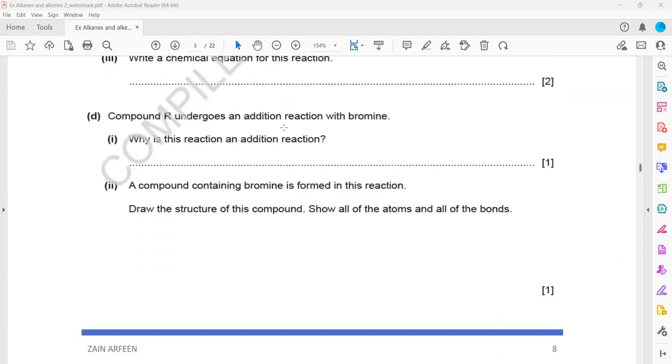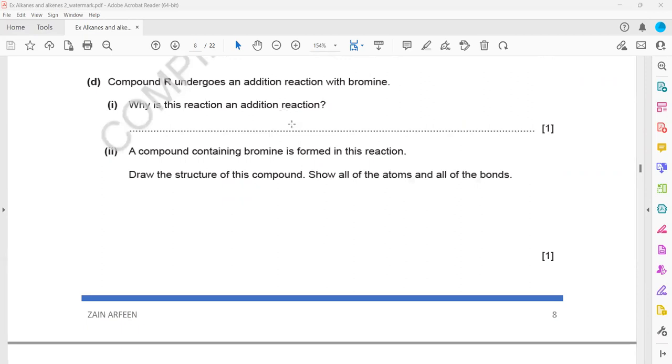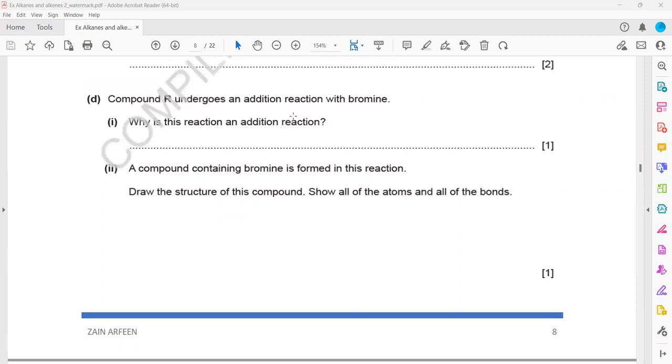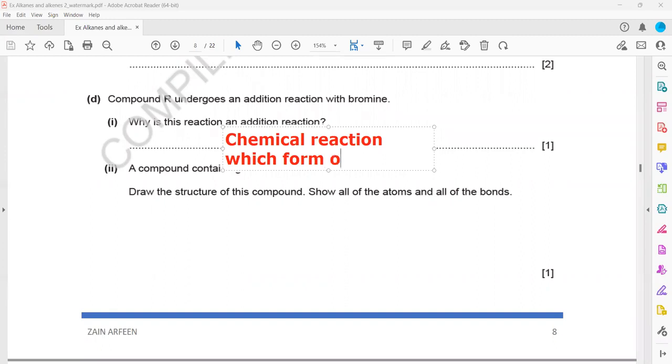Compound R undergoes an addition reaction. What is an addition reaction? How do we define the term addition reaction? It is an addition reaction because the bromine molecule will get added across the carbon-carbon double bond. The term addition reaction also refers to a chemical reaction in which only one product is formed. So many reactants combine, and as a result form one product, we call that an addition reaction.